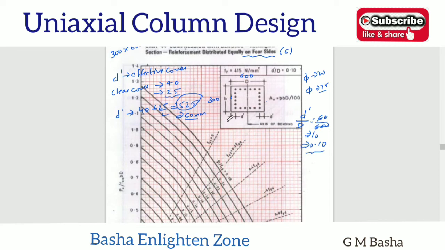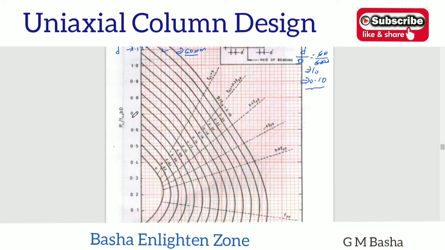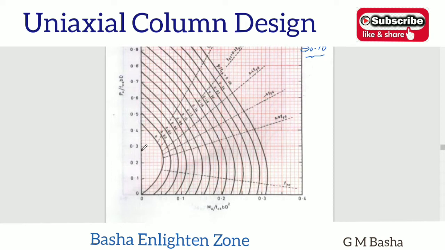Then after getting these things, there will be two non-dimensional parameters: one is Pu by fck bd and the other is Mu by fck bd square. So first you find out these two values. You already know that Pu will be given in the question, that is the axial factored load, and fck bd. So first find out these two non-dimensional values from the given data.